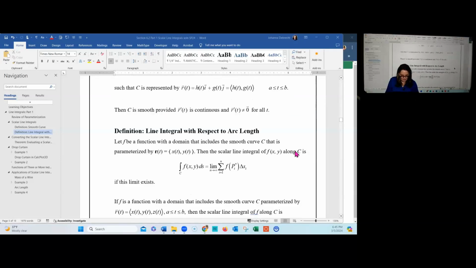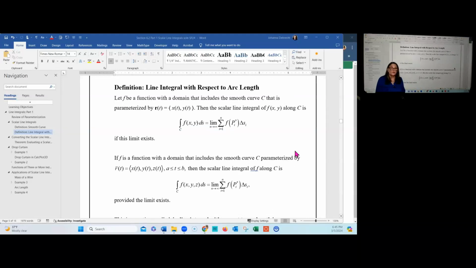Let's now take a look at the definition of a line integral with respect to arc length. What we're doing is we're calculating the integral, but not along a horizontal section of the x-axis. Instead, we're calculating a line integral along a curve, which of course will curve in either 2-dimensional or 3-dimensional space. We're going to let f be a function with a domain that includes a smooth curve C. So the curve has to be completely inside the domain of the function, and it has to be smooth.